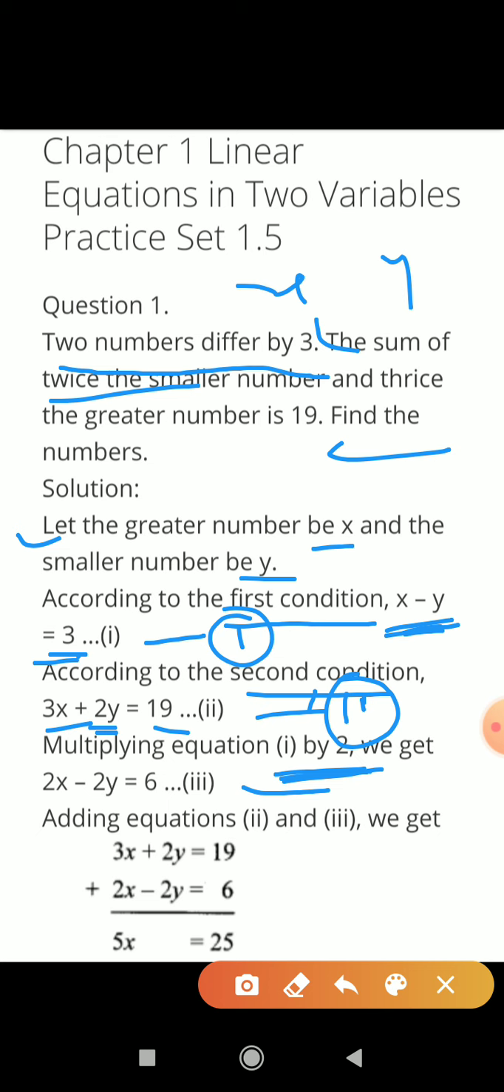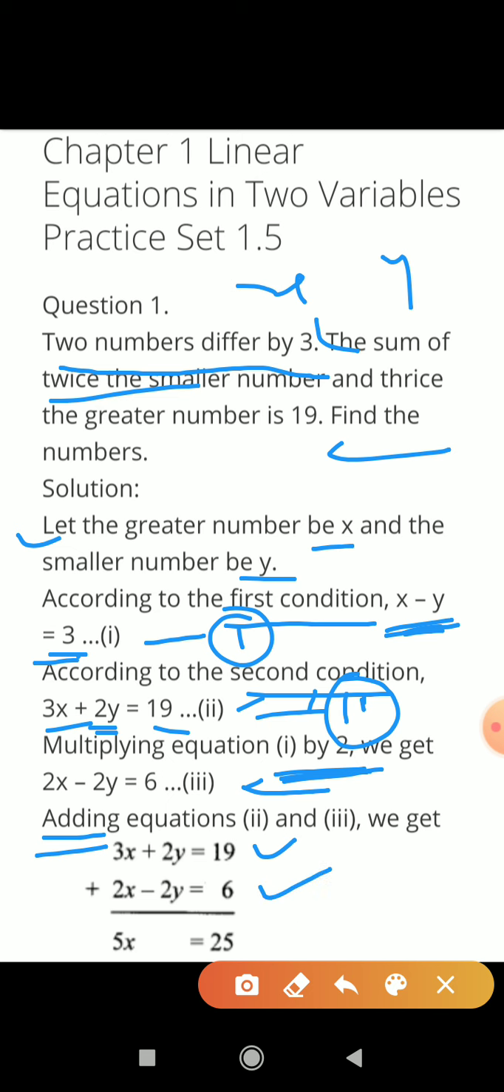Okay, now see equation number 3 and equation number 2. In both equations the coefficient of y is the same, that is 2, and the signs are opposite, plus 2y in the second equation and minus 2y in the third equation. So we have to add the two equations. So add equation number 2 and equation number 3.